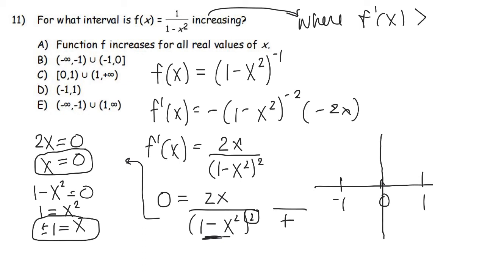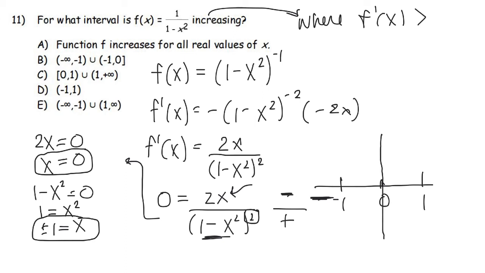So let's look on the other side of negative 1. If we chose negative 2 and we plug negative 2 in right here, well, that's going to give me 2 times negative 2, which is negative 4. So I have a negative, but in the denominator it's going to stay positive. So on this side of negative 1, I have negative. So I know that my function is down here somewhere. So I'm going to say negative right here.